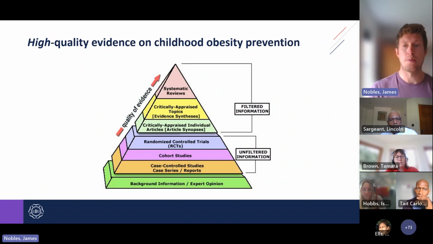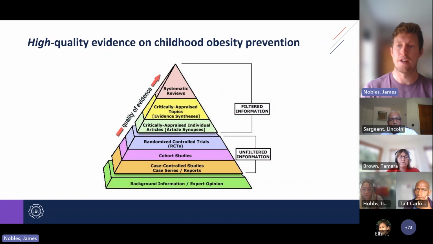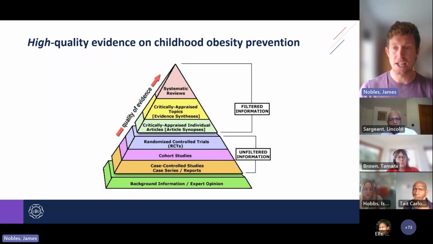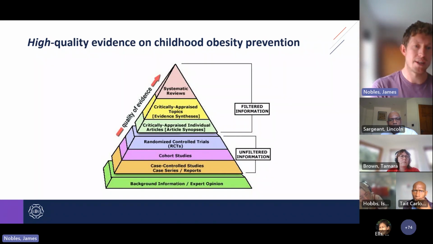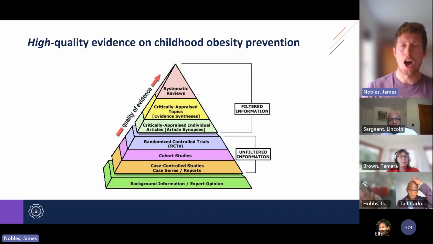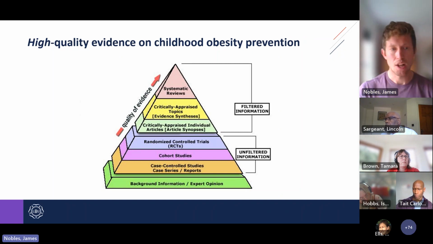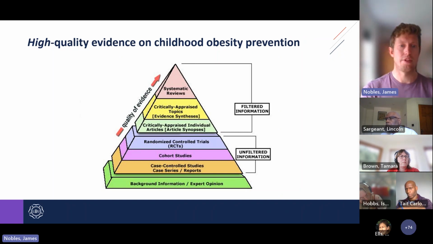If we look at the top of this pyramid, we've got the synthesized or the filtered evidence, and here we've got systematic reviews, and many of these might include a meta-analysis. These systematic reviews are bringing together the evidence from lots of similar interventions or approaches to try and get an overall understanding of whether or not things are useful. If we go below the filtered information, then we can see that randomized controlled trials are deemed to be some of the highest quality of evidence.